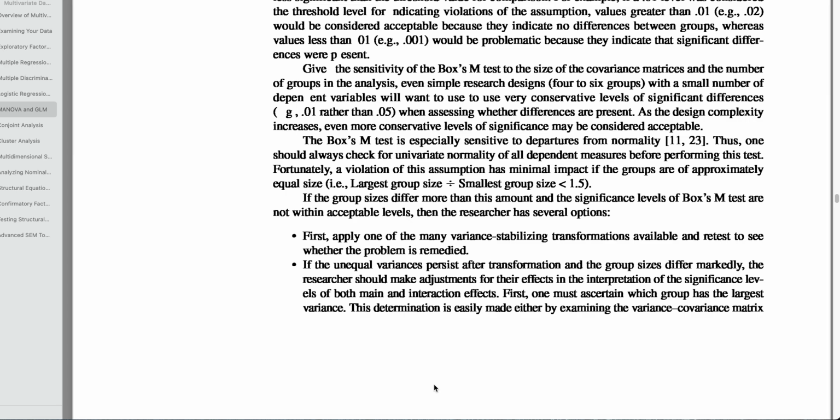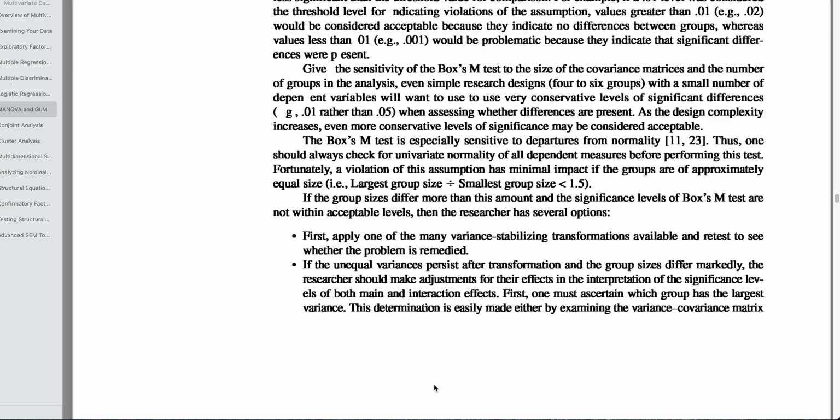Given the sensitivity of the Box's M test to the size of the covariance matrix and the number of groups in the analysis, even a simple research design of 6 groups with a small number of dependent variables will need a more conservative level of significance, that is 0.01 rather than 0.05, when assessing whether the differences are present. As the design complexity increases, an even more conservative level of significance may be considered acceptable.